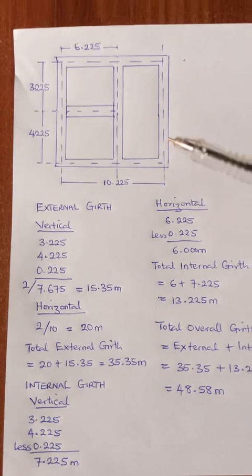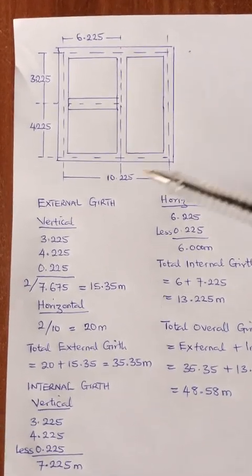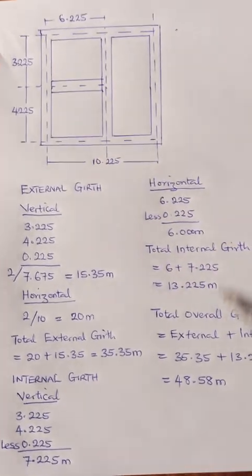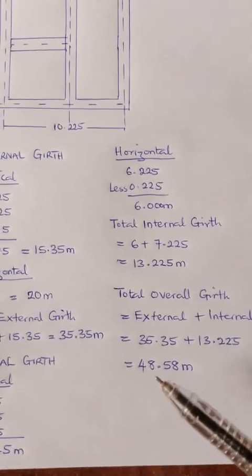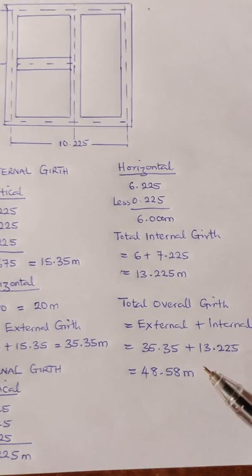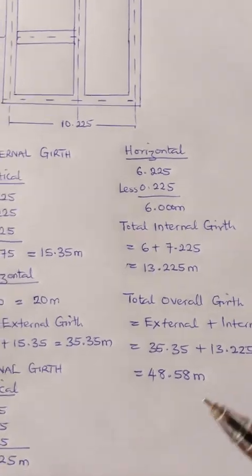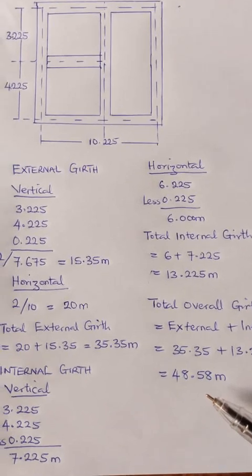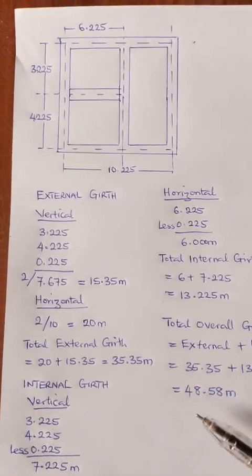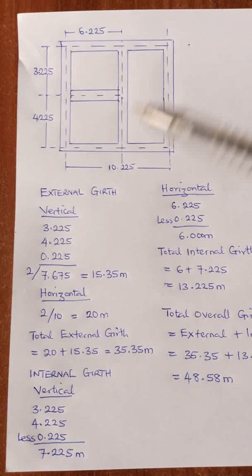So for us to get the overall length of the entire building, we have to add internal plus external. So we have 35.35 plus 13.225, that will give us 48.58 meters. So this is the total girth for this building.